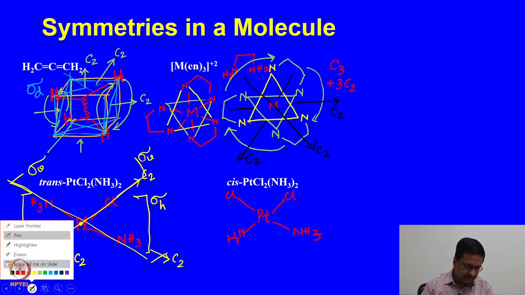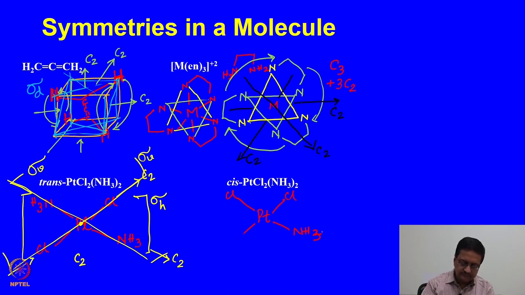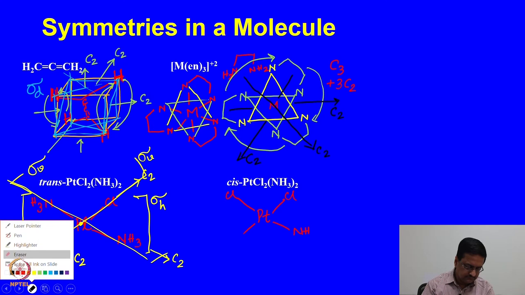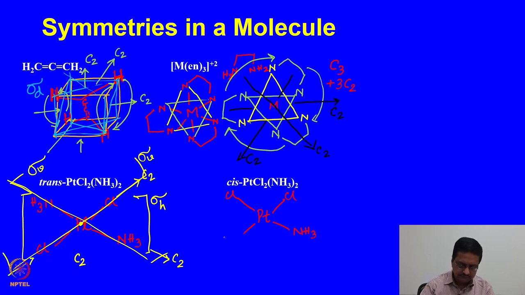NH3. Let me write it better. So now what we have here is a C2, but in a different orientation. In the previous case, the molecule that I had drawn was drawn in the plane of the projection. Here the molecule that I have drawn is in the plane of projection, but the C2 in the previous case was perpendicular to the plane of projection, and in this case the C2 is in the plane of projection.